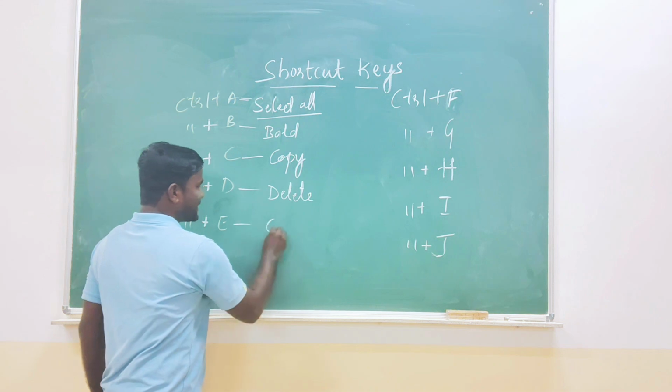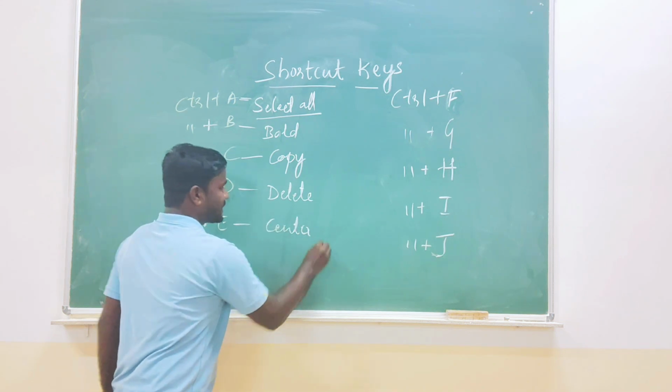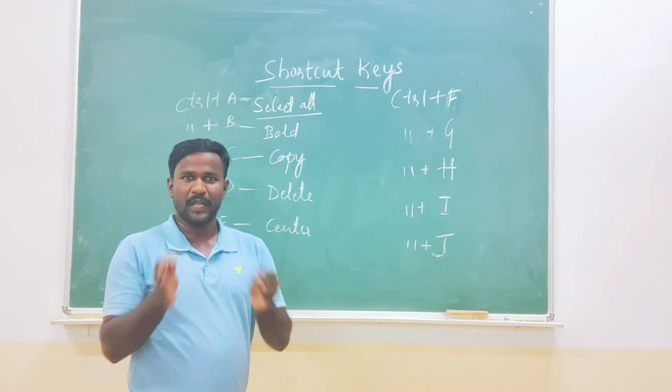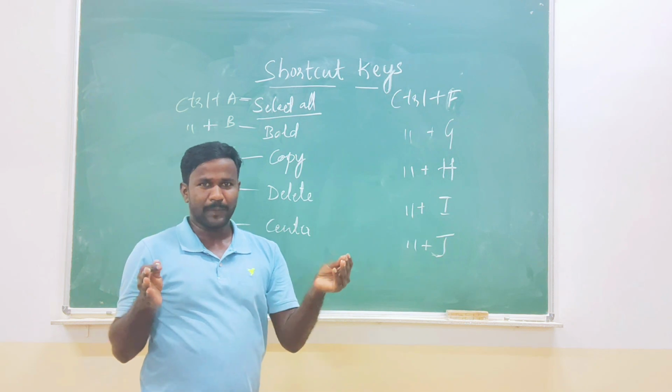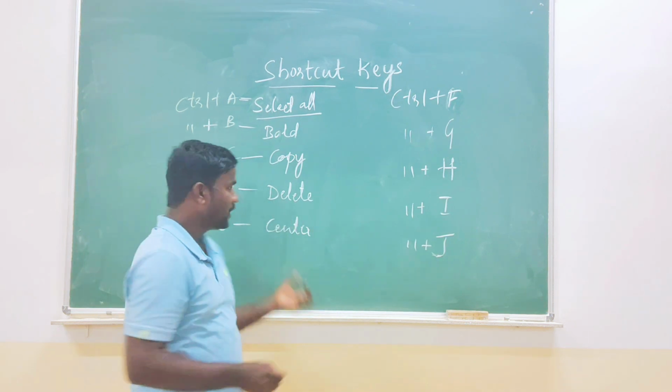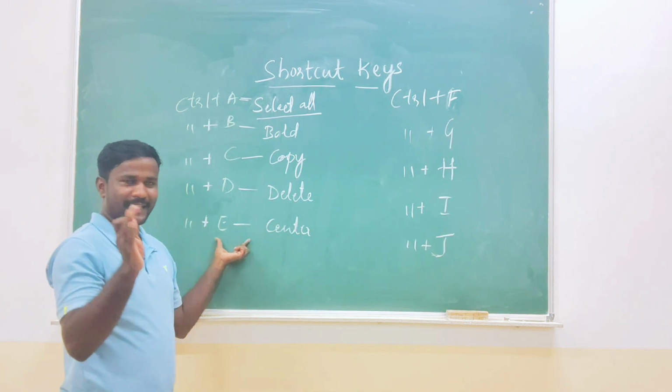E is for center alignment. Center alignment means, in MS Word we have three alignments: right alignment, left alignment and center alignment. So Control E is used for center alignment.